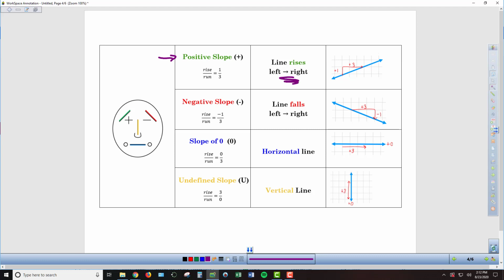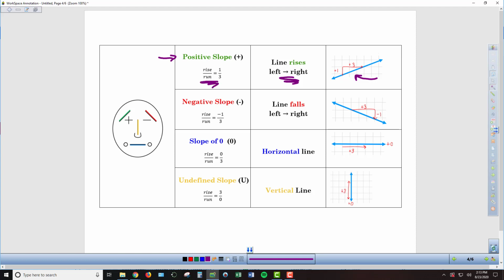The line is rising from left to right across the page, then that means we have a positive slope. And so for the line that we have in front of us here, we've got a rise of 1, a vertical move of 1, a run of 3, a horizontal move of 3, and so we end up with a slope of 1/3.